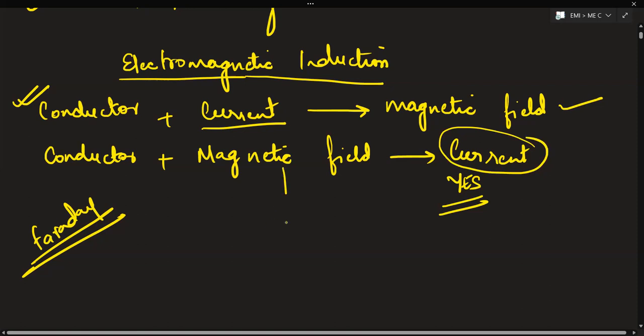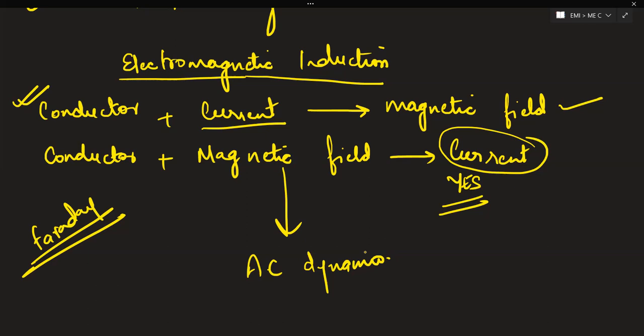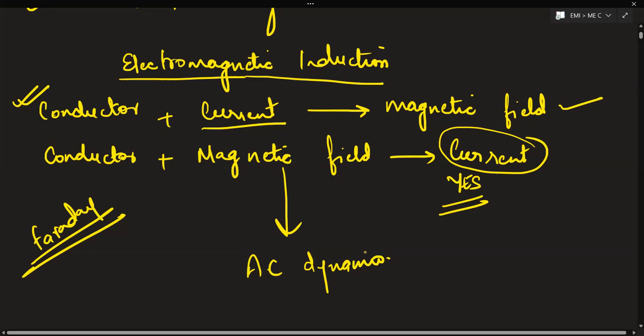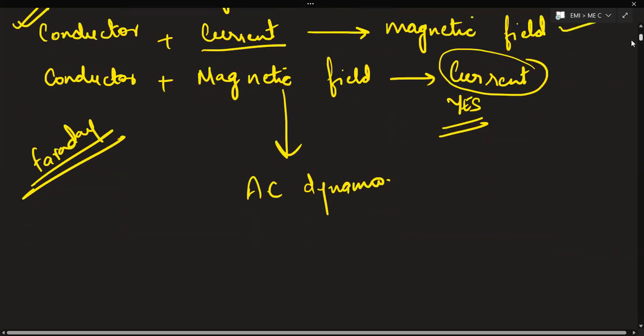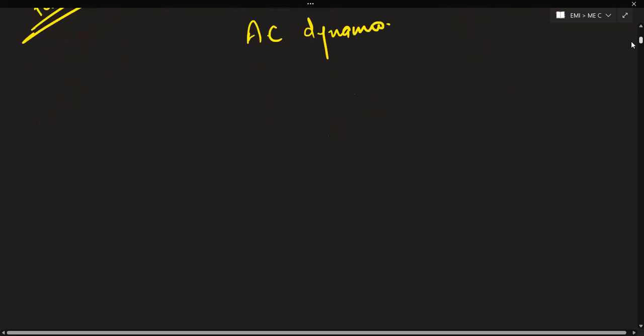This whole principle became so important that it became the principle of the AC dynamo. We'll see the AC dynamo later on, no need to go into its details now. Now, what was the main law given by Faraday? But before that, we have to have an introduction of a quantity known as magnetic flux.